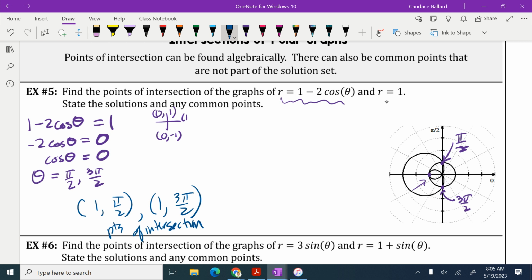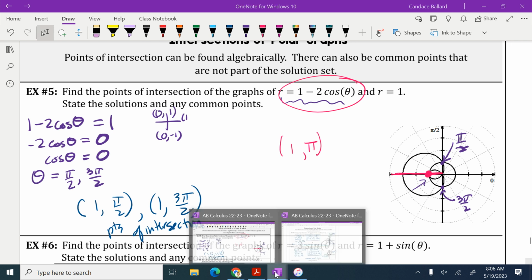Okay, but there's still this other weird point over here. If I were to read that point off the graph, what is the radian measure right here? Where is that on the unit circle? What radian? Pi. Okay, so we know that pi is the radian measure. How many rings is it out? 1. Okay, so let's try putting pi into this equation here and see what happens.